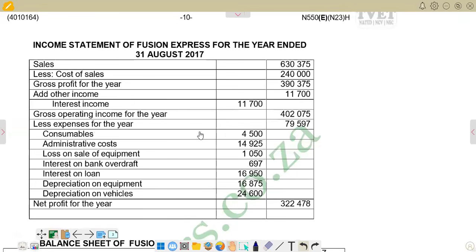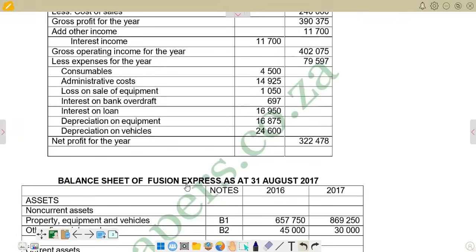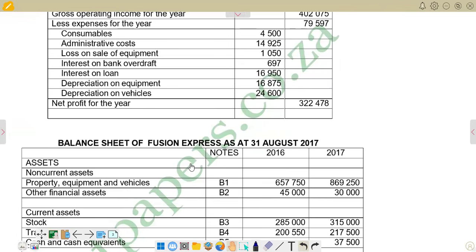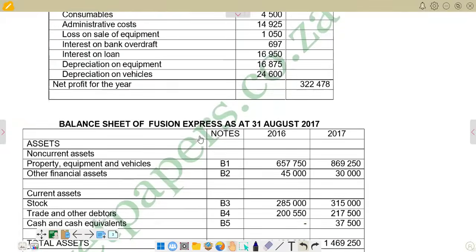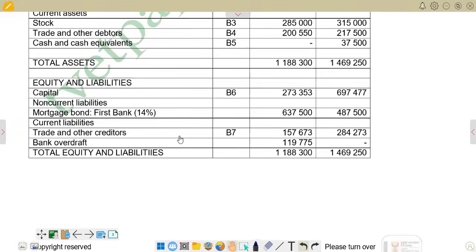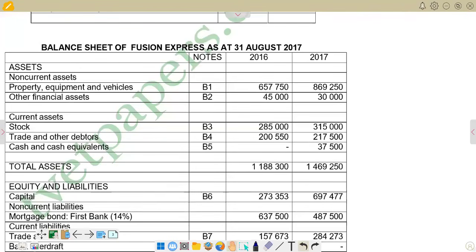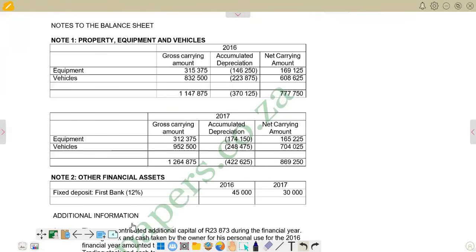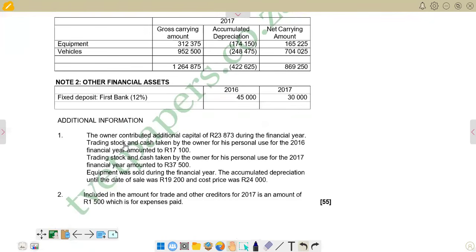Then we are also given this income statement starting from sales down to the net profit for the year. And then beneath that, we are also given balance sheet of Fusion Express as of 31 August 2017. And if you go down, you'd see that this is what we have according to this page. So if you go to the next page, you see that we are also given notes to the balance sheet whereby we are given the property, plant and equipment note, and then other financial asset note. Then we are also given additional information that we have there. And then check note that our question has got 55 marks. So this is what we have.